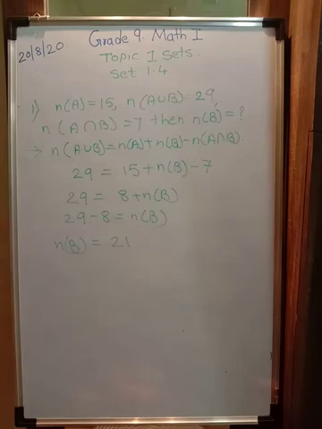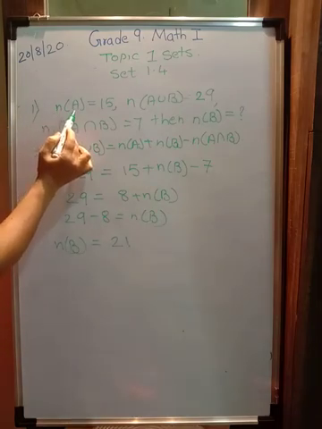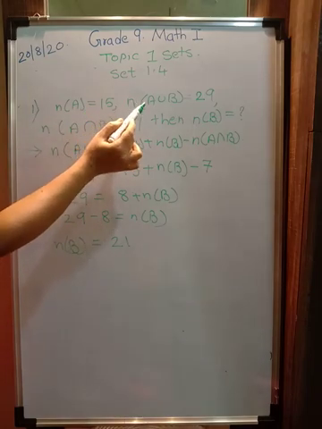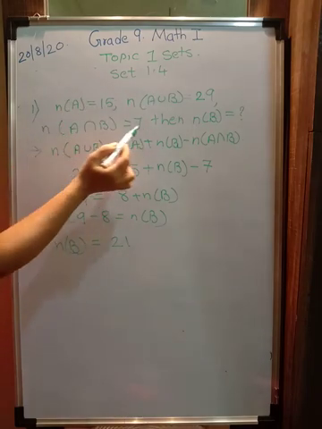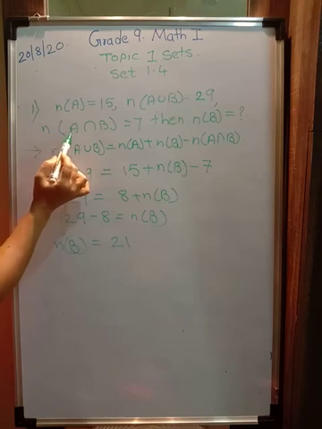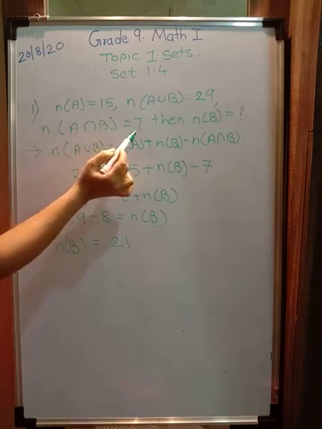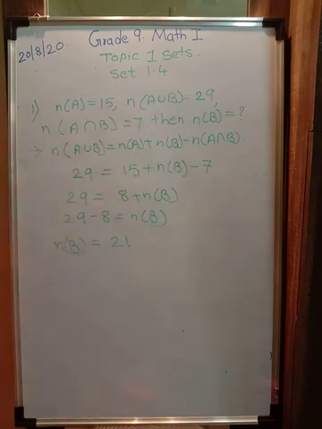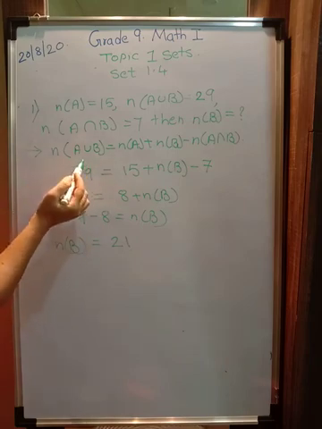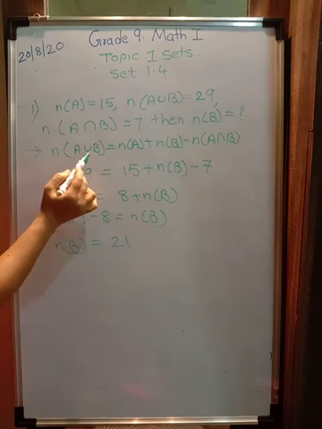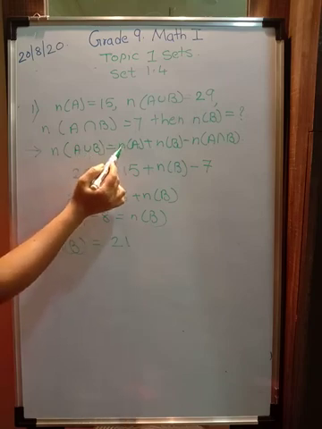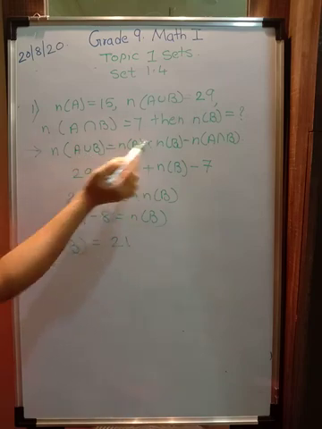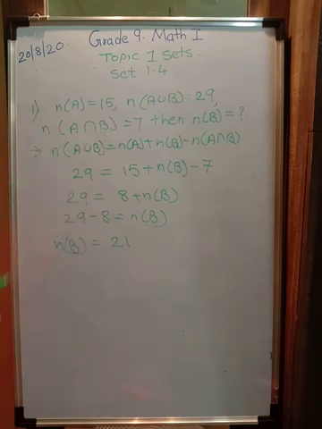Now let's have a look at exercise 1.4. First problem. Number of elements in A are given. Number of elements of A union B are given. Number of elements in A intersection B are given, and you have to find how many elements are there in set B. Now you know the formula we have just seen. Number of elements in A union B is equal to number of elements in A plus number of elements in B minus number of elements in A intersection B.